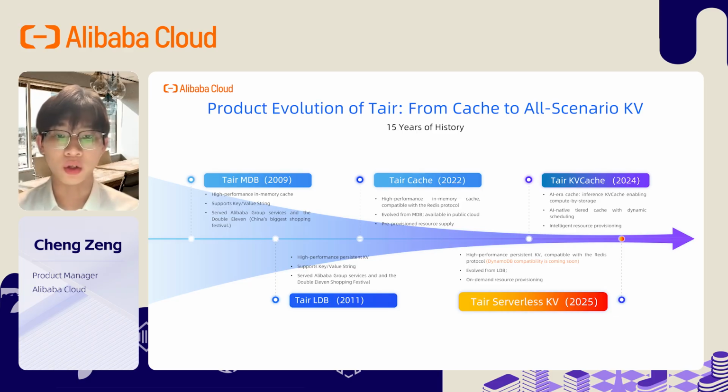16 years ago, back in 2009, we launched the Tair MDB, our first high-performance in-memory cache. This was where it all began. And in 2011, we took our first step toward persistence with Tair LDB. And then in 2022, we introduced the Tair Cache, a cloud-native memory-optimized version of the Tair designed for ultra-low latency, delivering sub-millisecond response times. And this was the natural evolution of Tair MDB built for modern cloud environments.